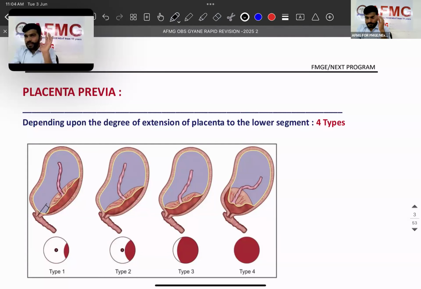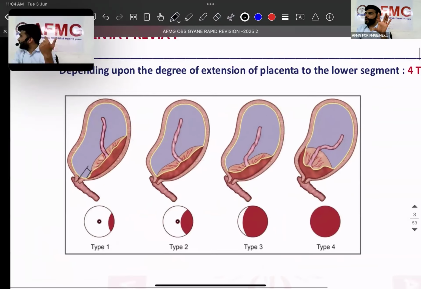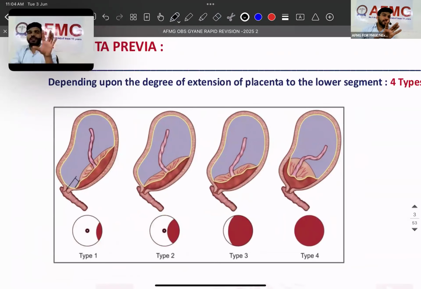Is that clear? Now, when we talk about placenta previa, it can be of different types: type 1, type 2, type 3 or type 4. But this was an old classification. In the old classification, it was either lateral, marginal, partial, or complete. Four types we had before.